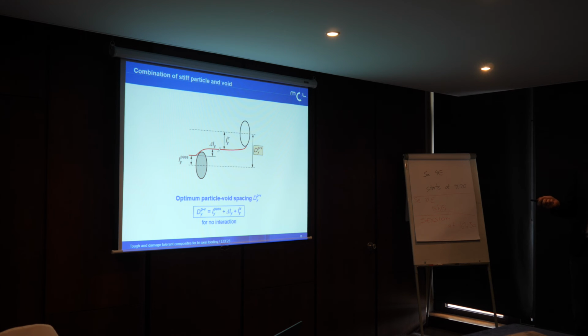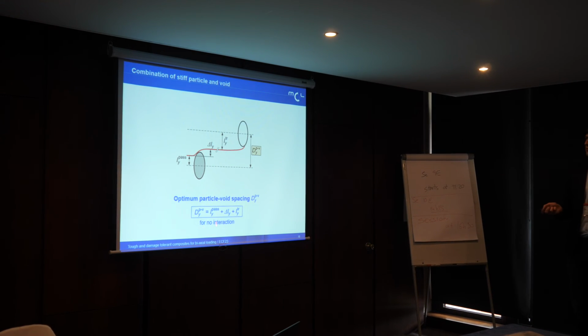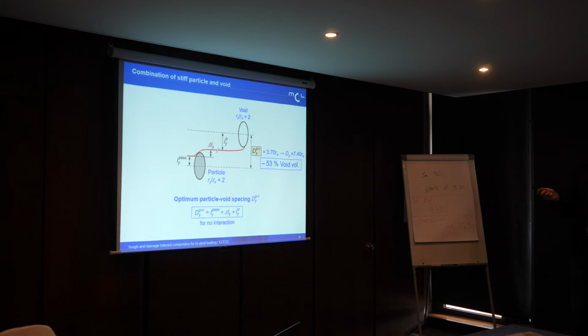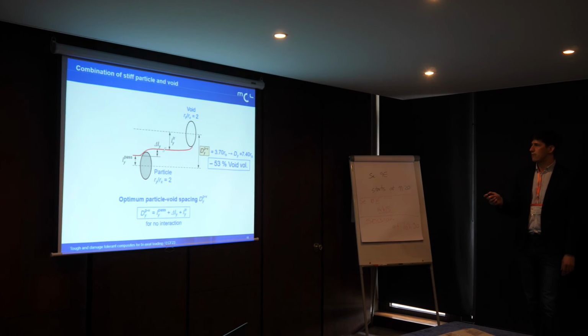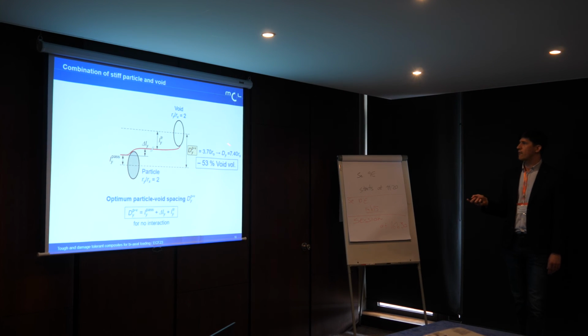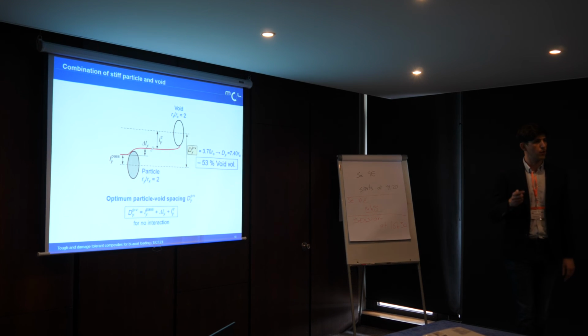And to determine the optimum arrangement of particle and void, we just need to add these three parameters: the Ly pass, delta Ly, and the trapping zone size. This formula is valid just for no interaction between particle and void. This means that they have to have a larger distance between them. So, for example, for a void aspect ratio of 2 and a particle aspect ratio of 2, we derive an optimal spacing of 3.7, which means a void spacing of 7.4, which is a 51% decrease of void volume compared to the optimal void shape as shown before.